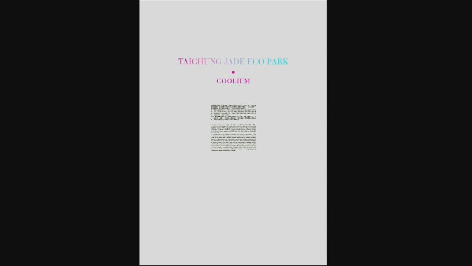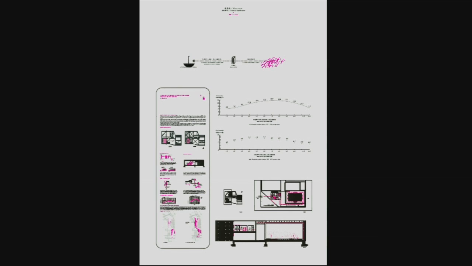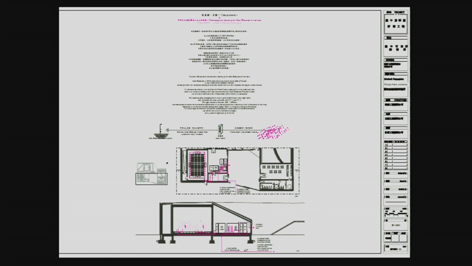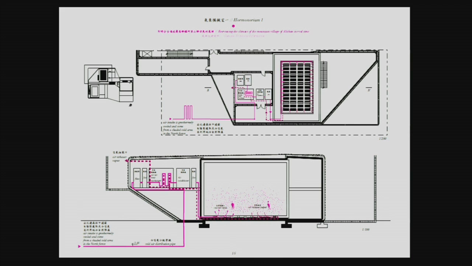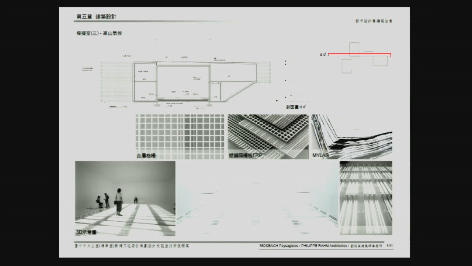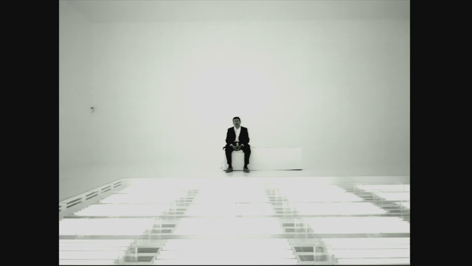And this is a coolium. The coolium will be a space where, when you go inside in Taichung, you will feel the temperature of the mountain in real time during the year. It will be a cold space when you go inside. This is a Jade mountain, so there is also snow on this mountain. It will be a little like the work I did for the Biennale in 2002.